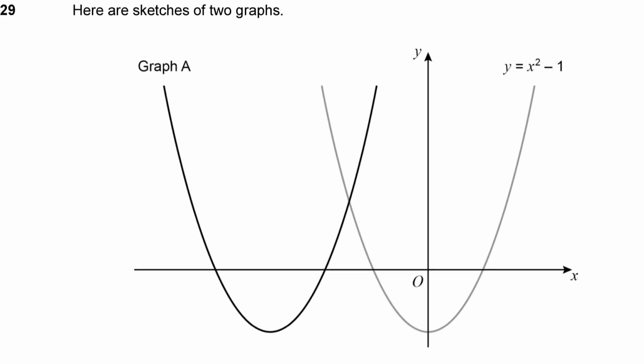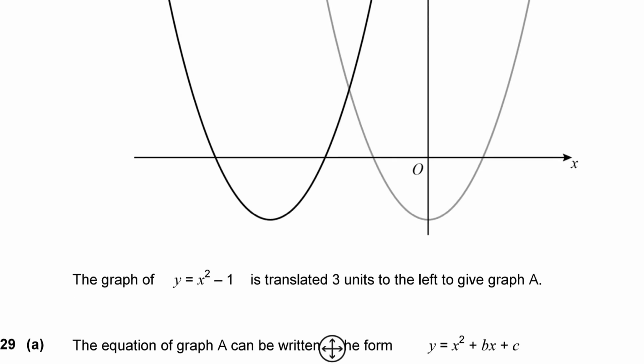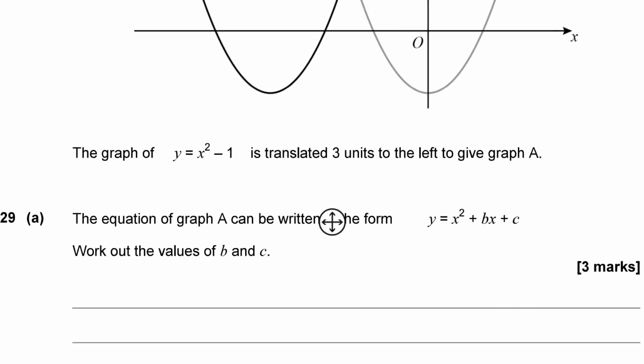Question 29. Here are sketches of two graphs. I've got graph A and I've got graph of y equals x squared minus 1. The graph of x squared minus 1 is translated 3 units to the left to give graph A. The equation of graph A can be written in the form y equals x squared plus bx plus c. Work out the values of b and c.